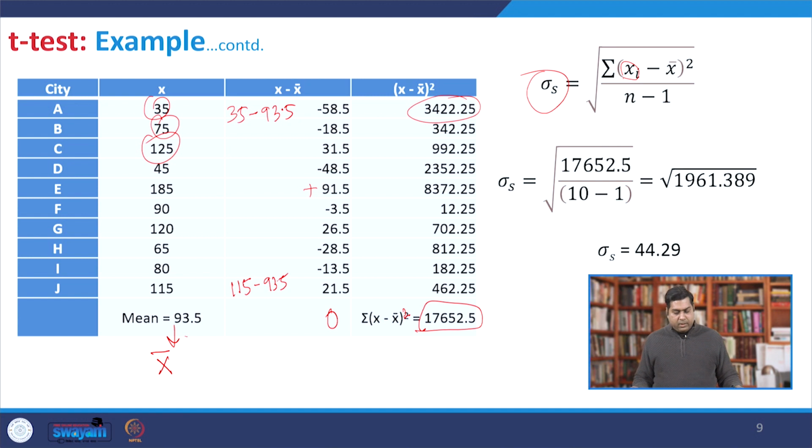17,652.5, and then this is divided by n minus 1, and if you calculate, you get the standard deviation as 44.29. Up to that you are done. So, you could make this calculation. You can cross-check this calculation at your end.